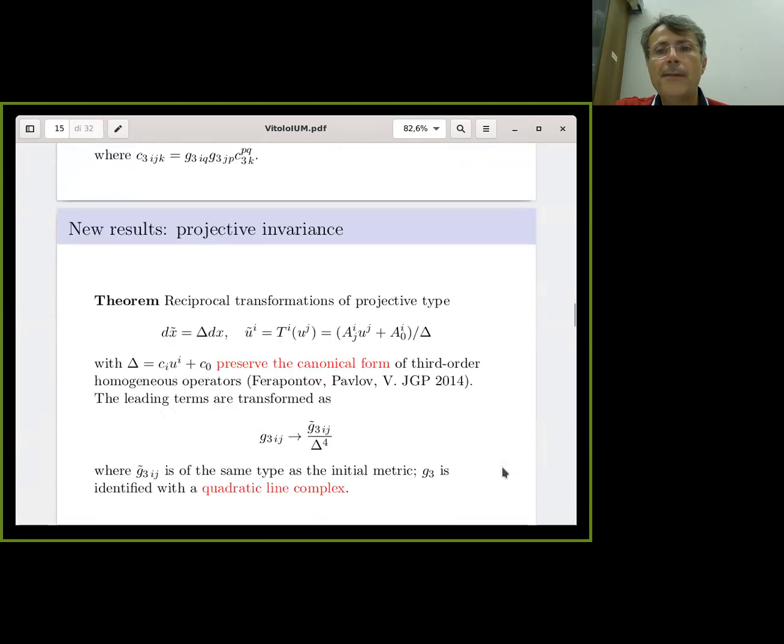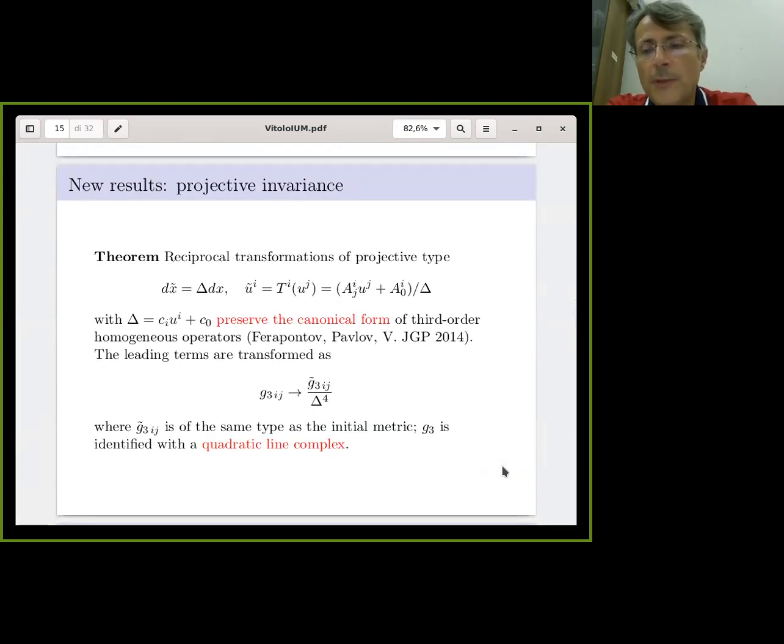Okay, and what about projective invariance? It was proved some years ago that certain specific reciprocal transformations preserve the canonical form of the third order operator. And these are transformations where the dependent variables undergo projective transformation, while the independent variables undergo a non-local transformation, which is of the following form. Delta here is a linear form, and it is the denominator of the projective transformation. And it is also interesting to observe that the leading coefficient of the operator is transformed, as you can see here.